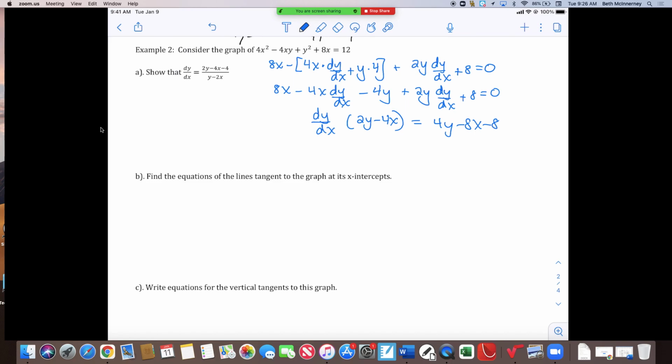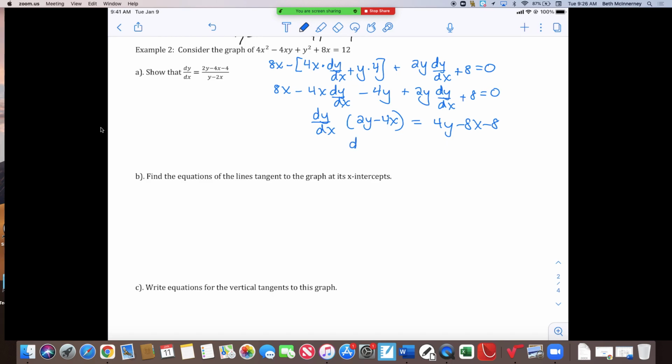So do you see? I used the commutative property and switched the order. When I factored out my dy dx, I went ahead and put the 2y first. There's nothing wrong with negative 4x plus 2y. It's just typically not how we write it. Usually your leading coefficient is not negative if you can avoid it.